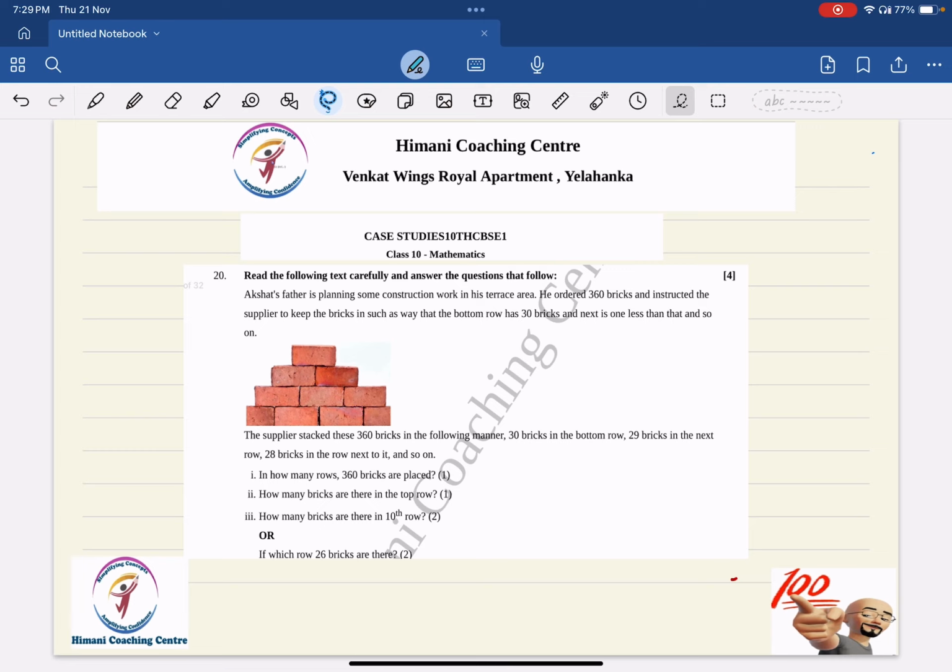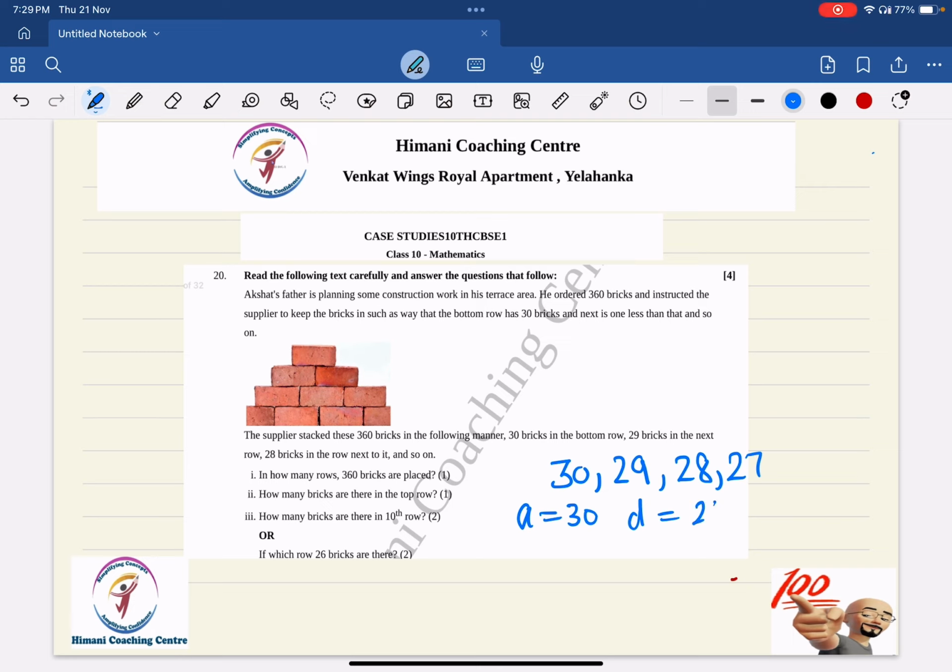If you pay attention, we are given an AP. The first row has 30 bricks, the second row has 29, the third row has 28, and the next should be 27. So what is A here? A is 30. What is D? Succeeding term minus preceding term, so 29 minus 30. So D is minus 1.